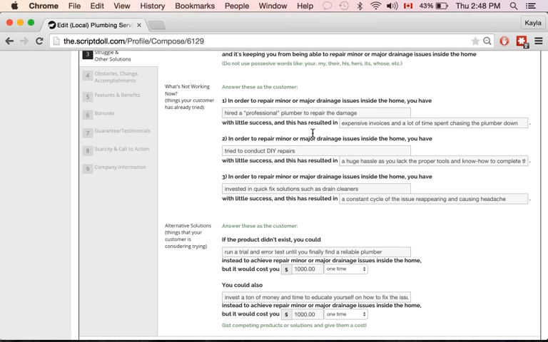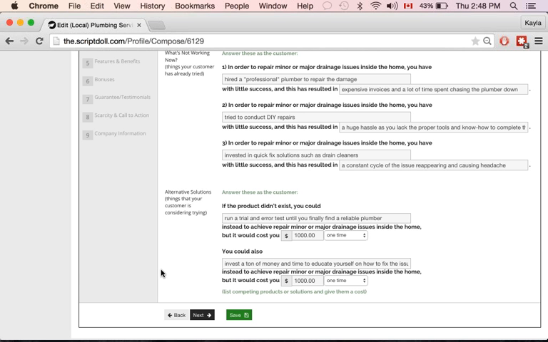They could have tried DIY repairs, and if anybody here has done DIY repairs, I'm sure you know how disastrous those can be. It resulted in a huge hassle because you didn't have the tools, whatever. Finally, they might have invested in a quick fix solution, which just made the issue keep happening. So essentially, the first thing you're going to fill out is the action that they've taken. The second question is asking what the result of that action was. And generally that's going to be poor, because it hasn't worked out for them yet.